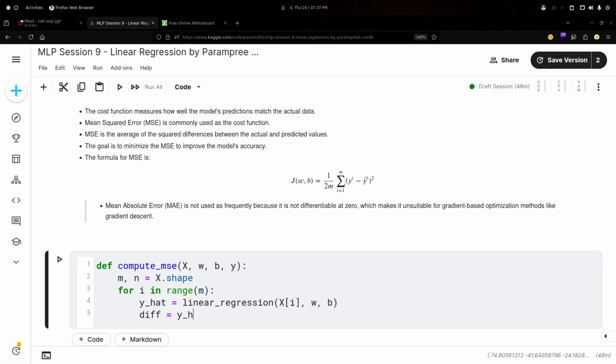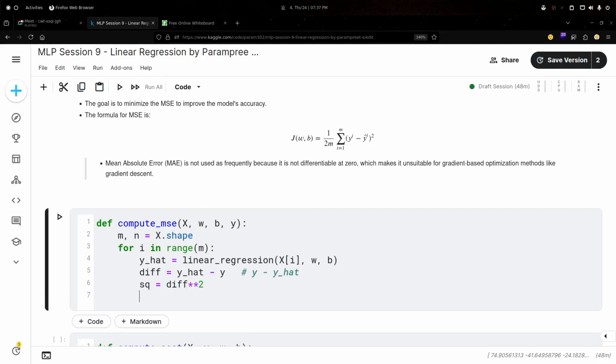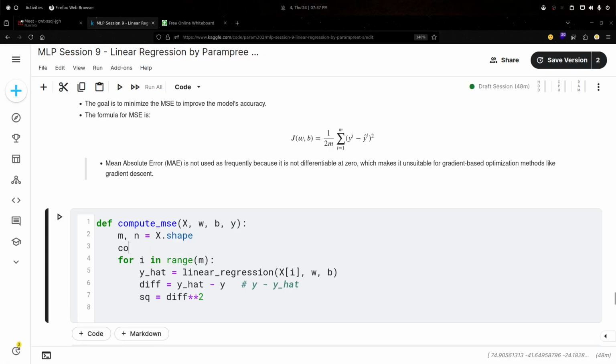Now I'll compute the difference, y minus y hat. I can do it either way because I am squaring it at the end. Then I'll do the square, which is the difference raised to the power 2, and sum it all over. Let me write total equals 0 and total plus equals square, and after summing it I'm dividing it by m.